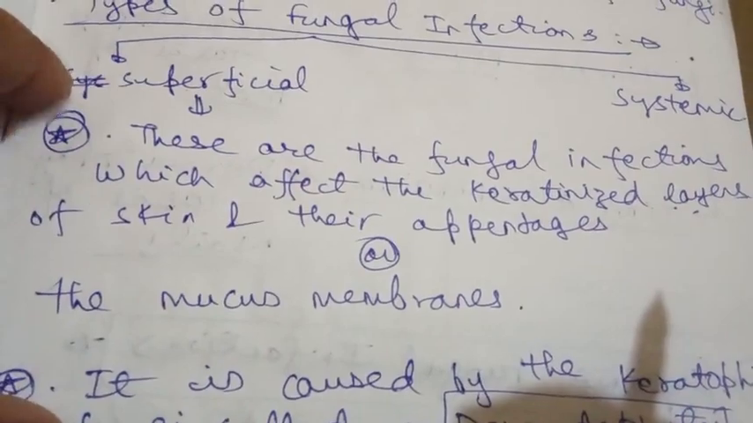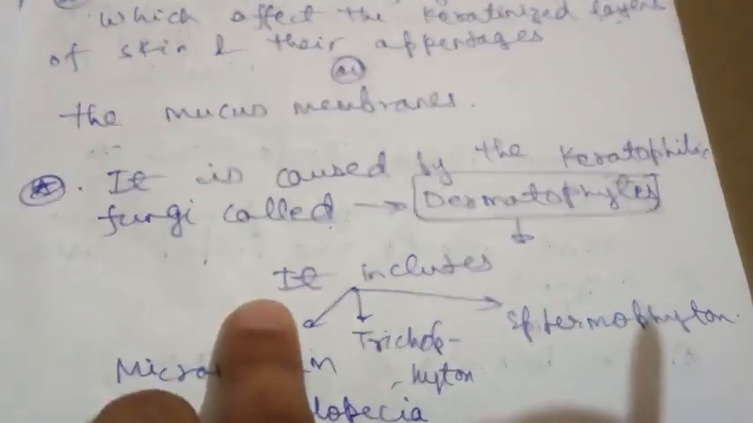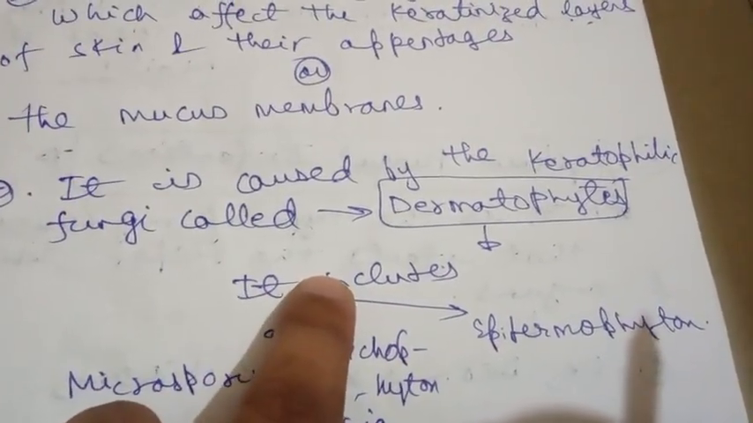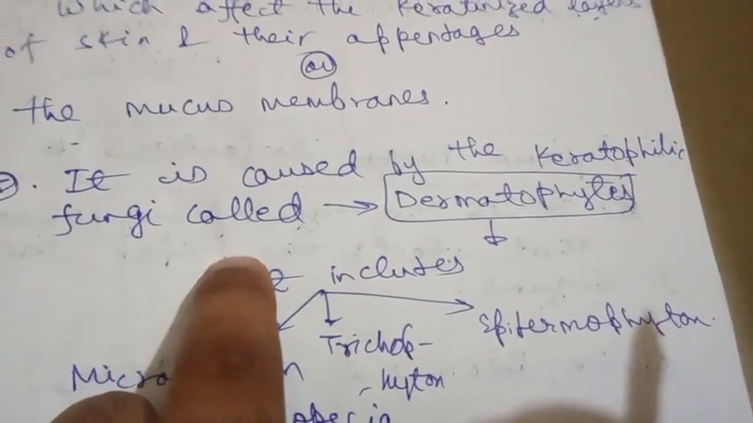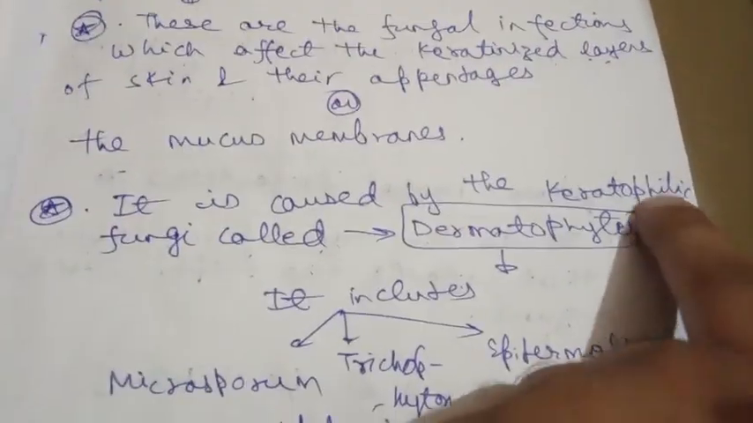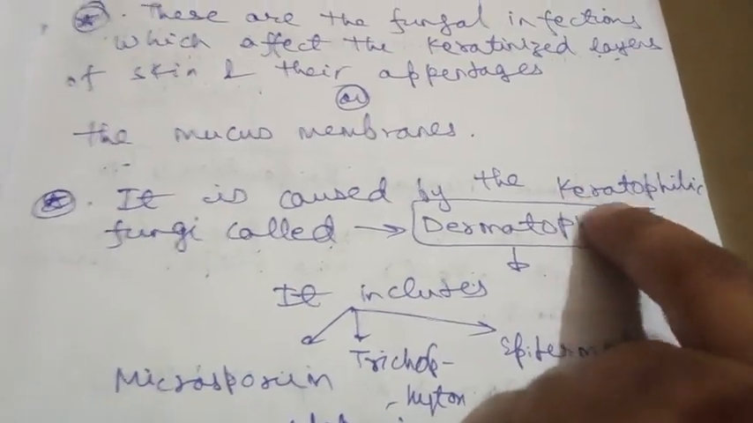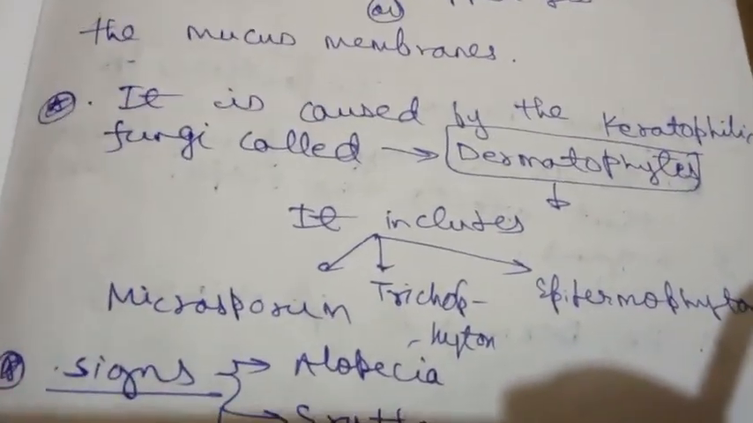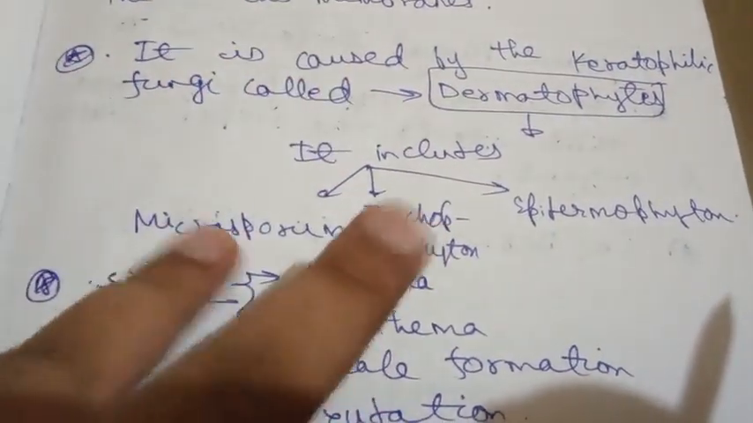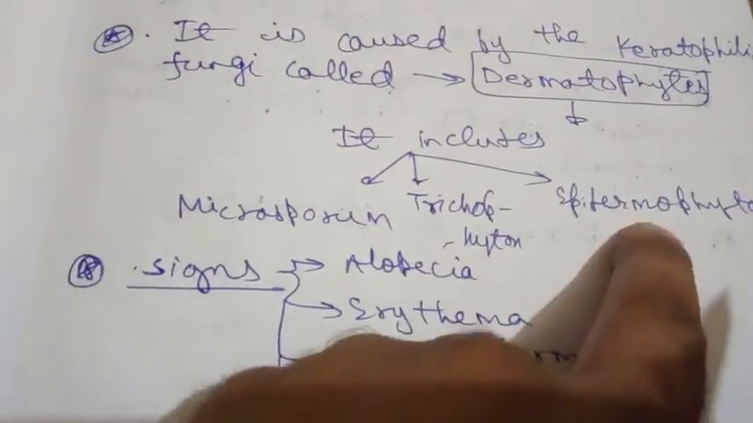These types of fungal infection are called superficial mycosis or superficial fungal infection. It is caused by keratophilic fungi called dermatophytes. Kerato means keratin and philic means affinity, so they have a high affinity for keratin. This class, dermatophytes, includes three genera of fungi: Microsporum, Trichophyton and Epidermophyton.